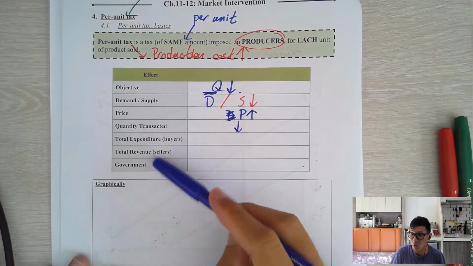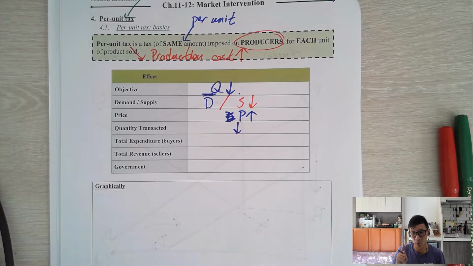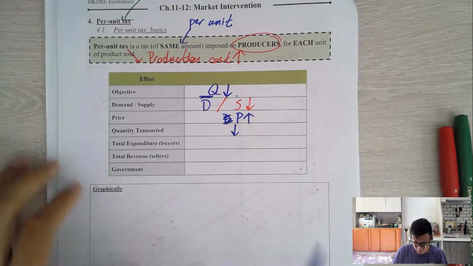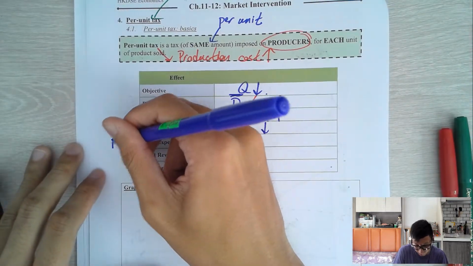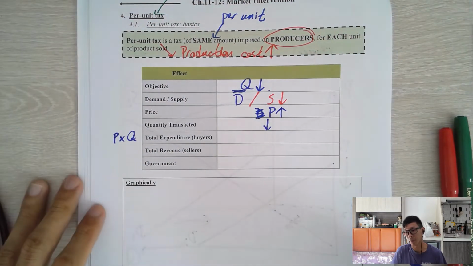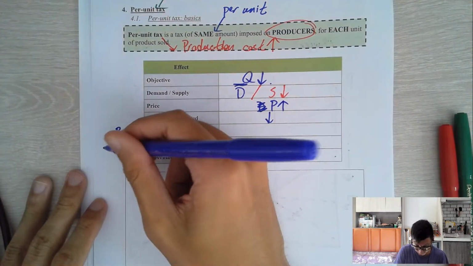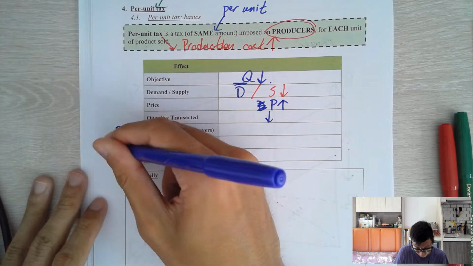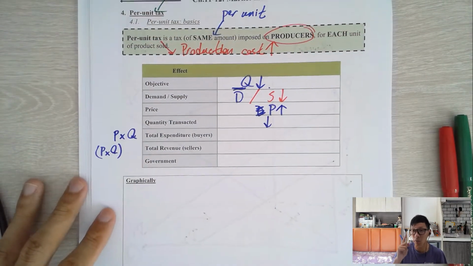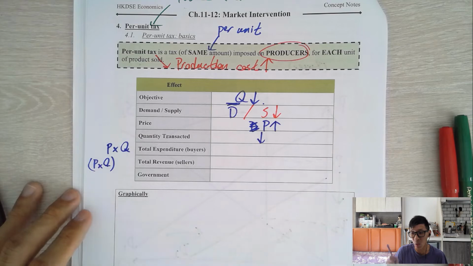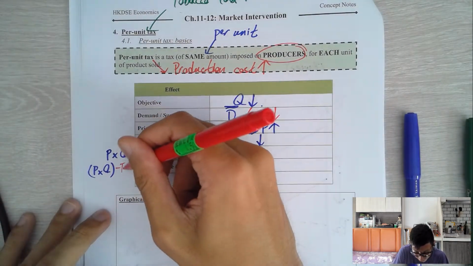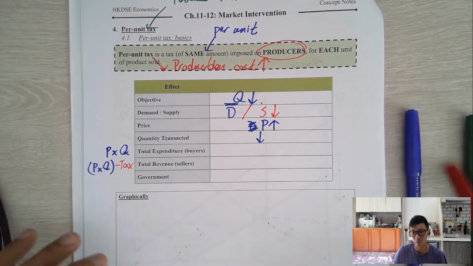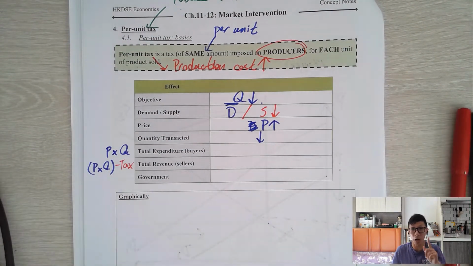total revenue and total expenditure. Let's write them down first. This time it's a little bit different. Total expenditure, P times Q, no problem, right? Total revenue, P times Q, which is total expenditure. But remember, the producer would also need to pay tax. Therefore, you need to minus the tax payment as well. So this time the two numbers are not the same.